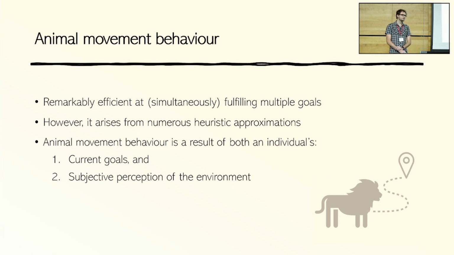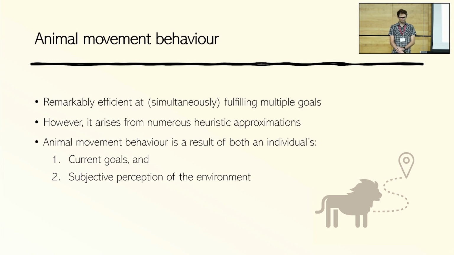Now, an animal's movement behavior must efficiently fulfill multiple goals at the same time, and it does this remarkably well. Previously, this has led people to believe that animals behave optimally, and we've predicted behavior by looking at optimal foraging techniques or that kind of thing. But this efficiency doesn't mean that the animal has a complete or even accurate understanding of its landscape.